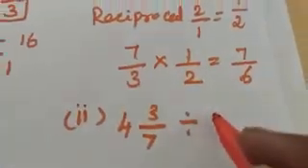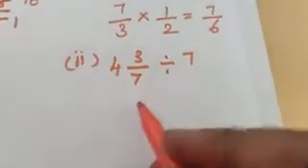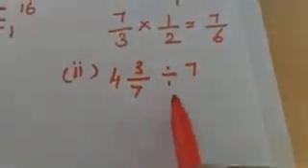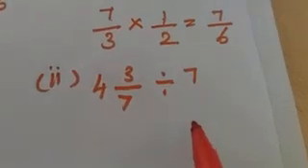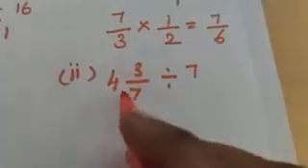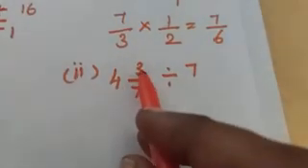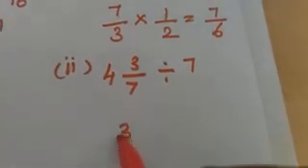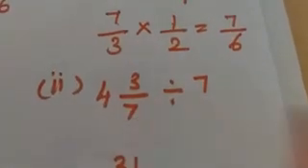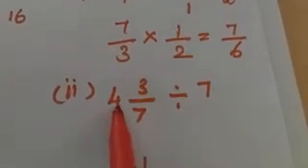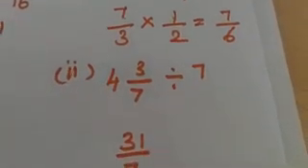The same way you can solve the sum. Here I will take one mixed fraction too so that it is easy for you. Right? Second one, 4 3 by 7 divide by 7. So 7 4s are 28. 28 plus 3, 31 by 7. So 4 7s are 28 plus 3, it is 31 by 7.